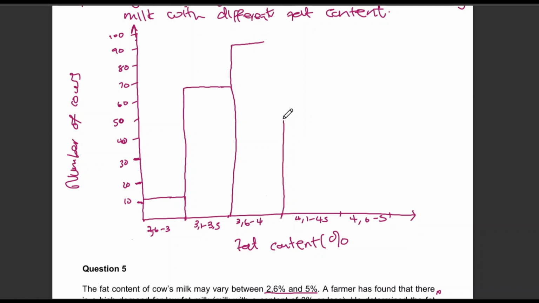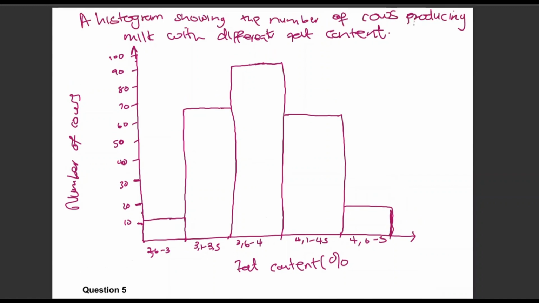I'm trying my best, I promise. 4.1 to 4.5, 61. There is a 60, 61 will be here. Remember, if you use a ruler, this will come out nicely. 15. 15 is here. So there is 15. Wow. I am trying. Something like this. Guys, I think we're done with the graph.